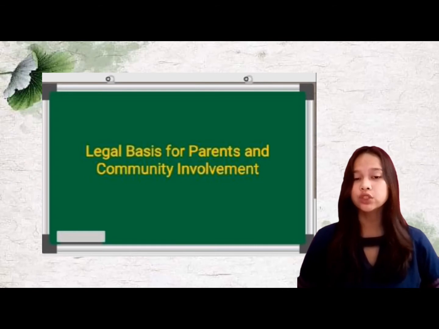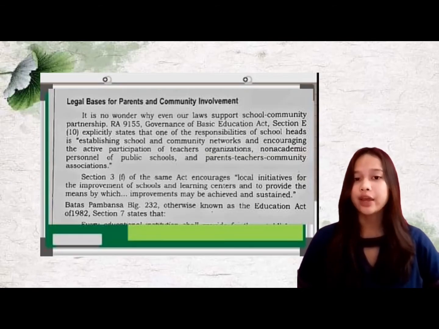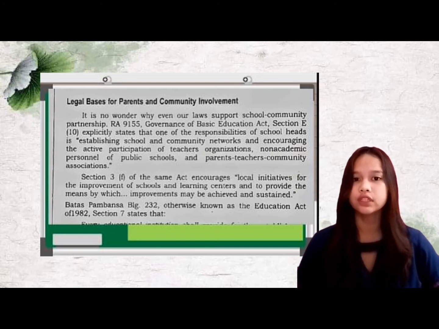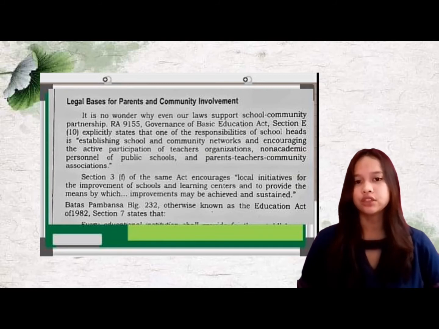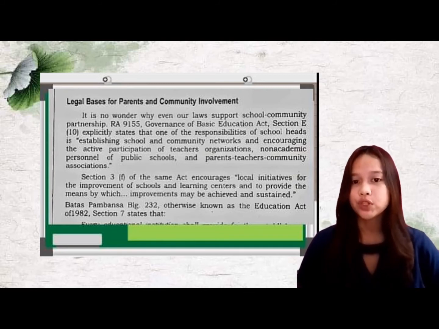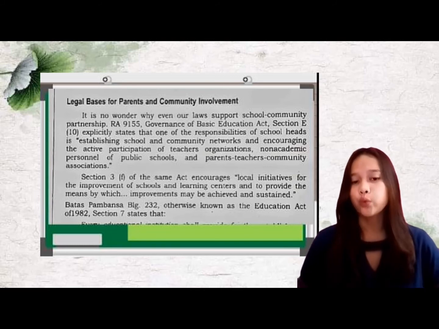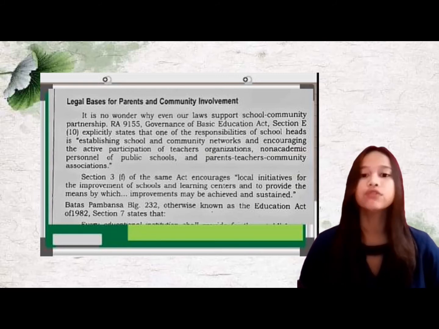Now, let's move on to the legal basis for parents and community involvement. RA 9155, Governance of Basic Education Act, Section E10 explicitly states that one of the responsibilities of school heads is establishing school and community networks and encouraging the active participation of teacher organizations, non-academic personnel of public schools, and parents-community associations. So with the help of those people involved, we can provide a better education for our students.